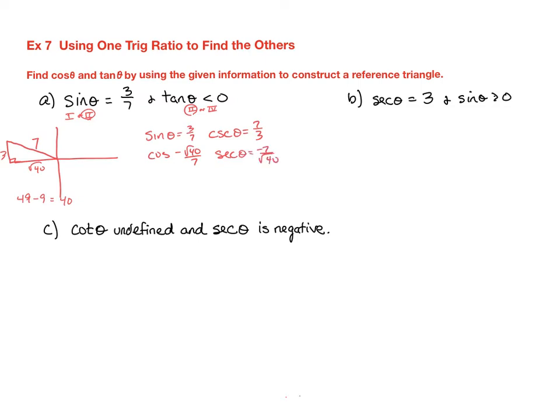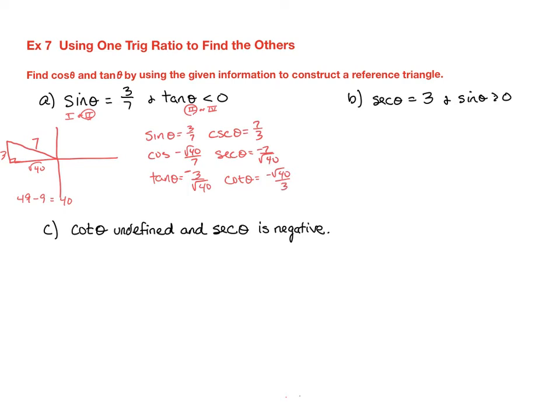I'm not going to bother to rationalize. The tangent is going to be 3 over radical 40, but it will be negative because the radical 40 is negative. And the cotangent will be negative radical 40 over 3.